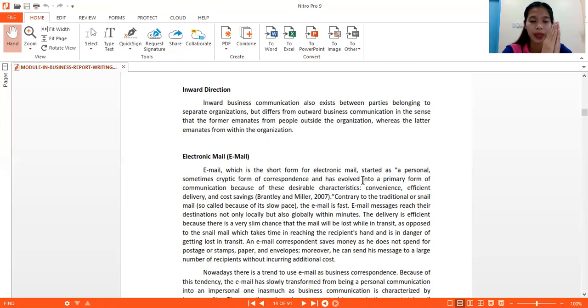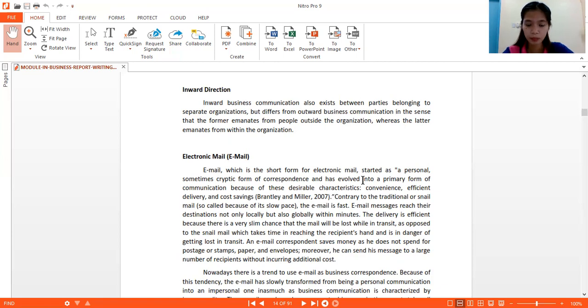So bakit ba patok na patok ang email, lalo na sa ating panahon ngayon? Because it is convenient, efficient delivery, and cost saving. Convenient. For example, magpapadala ka ng letter from the other school dahil magta-transfer ka, diba? Kung wala tayong email, ipapadala mo yung letter sa post office, magbabayad ka, and it takes time para ma-receive nila yung letter na sinend mo.